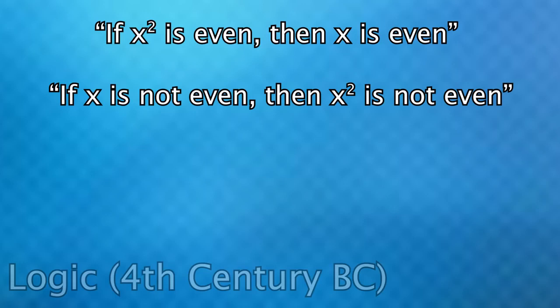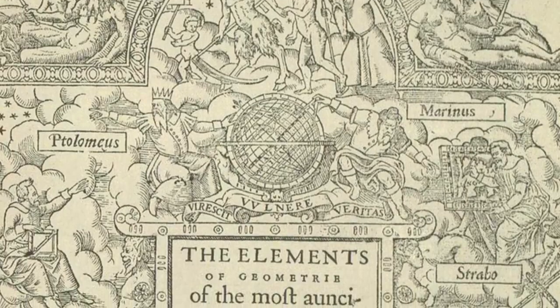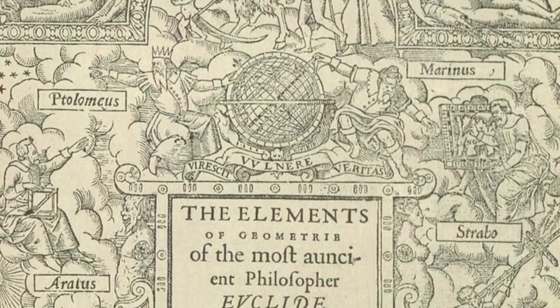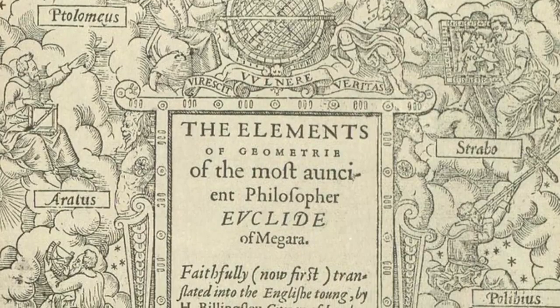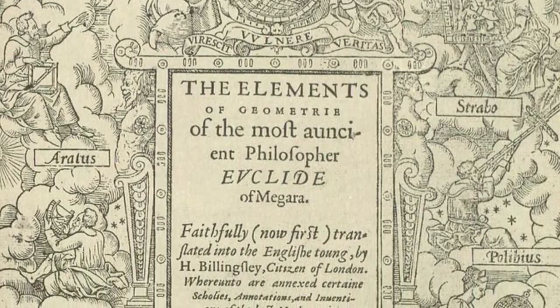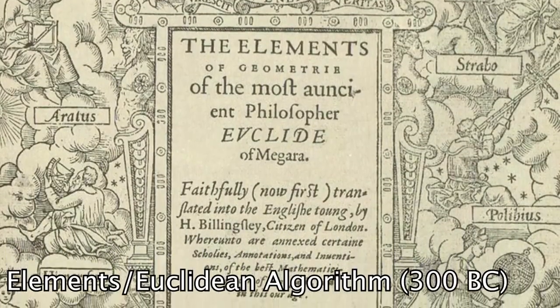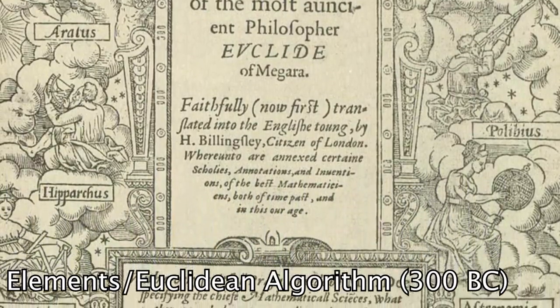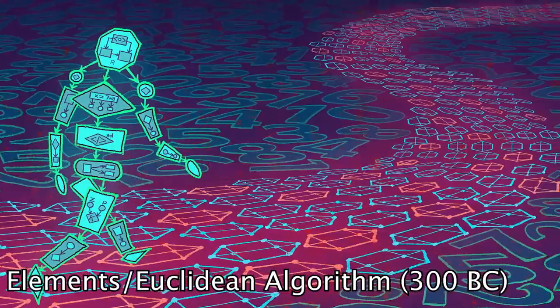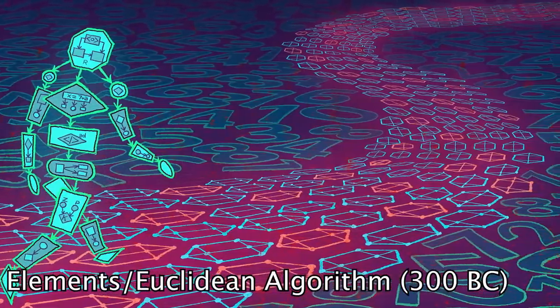Then a little later, just over 2,000 years ago, the mathematician Euclid published a series of 13 books known as Elements, which many regard as the most influential textbook of all time. While there's a lot discussed in these books, one important concept is the Euclidean algorithm or Euclid's algorithm, one of the first mathematical algorithms ever discovered. An algorithm is simply a series of steps that solves a problem, executed often but not always by a computer.